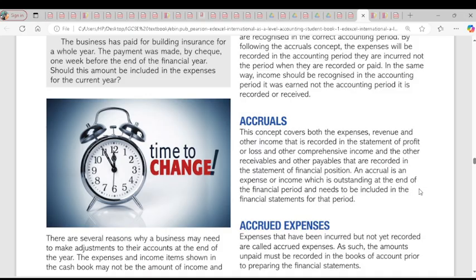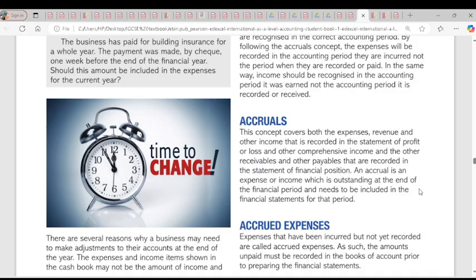So it's accrual. You've been serviced, but you have not made the payment. It's accrued expenses. Or you receive money from your customers for the service that you have not rendered. It's also accrued income. You get it? So accruals have income and expenditure. Do you get the point I'm making here, please?